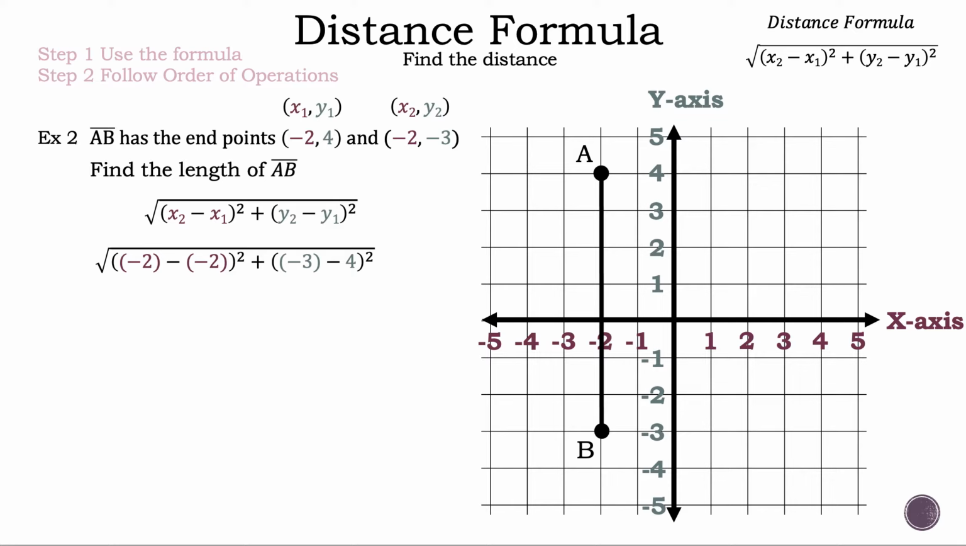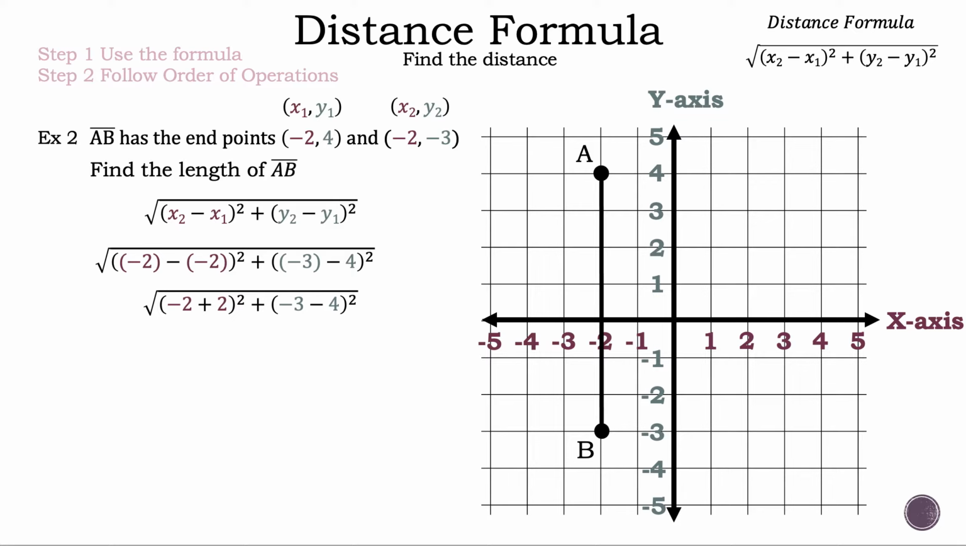And now we have the square root of negative 2 minus negative 2 in parentheses squared plus negative 3 minus 4 in parentheses squared. So we're going to simplify inside the parentheses by making our double negatives a positive. And so we have changed the first parentheses because that had double negatives.